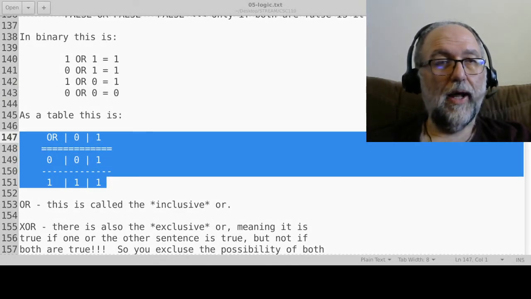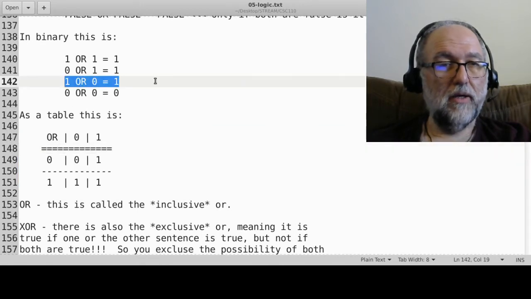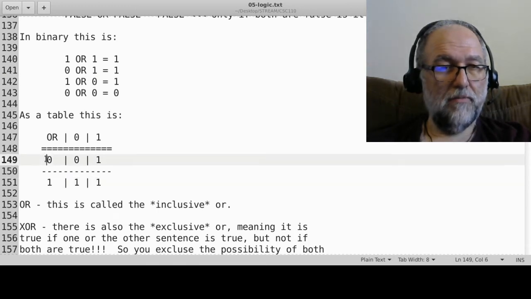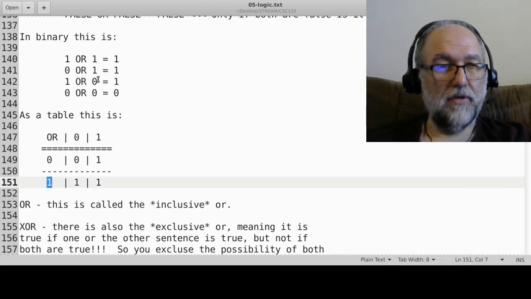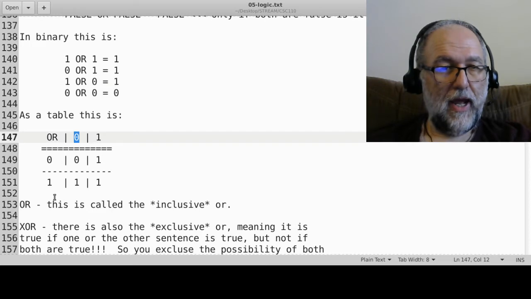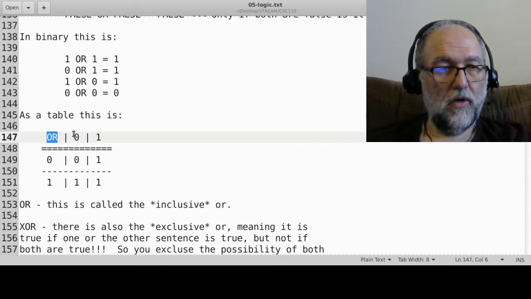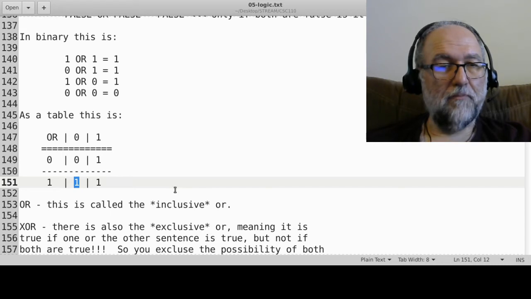If you want to write this as a table, there it is. So if you wanted to do this one, your first number is 1, so you pick 1 there. And my second number is 0, there, like that. Then you just cross-reference them, this row and this column, and you get that. So 1 or 0 is 1, and there you go.